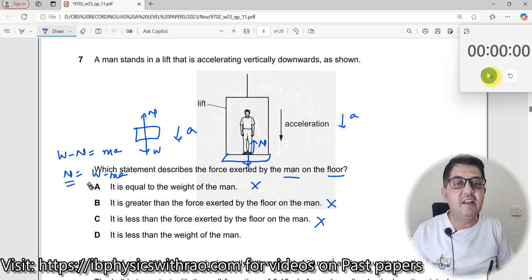Okay, it is less than the weight of the man. It is less than the weight of the man. This is the right answer. D is the right answer.